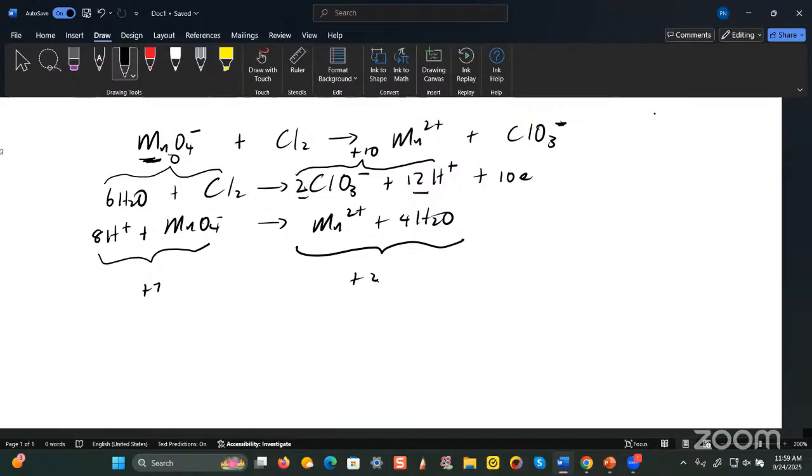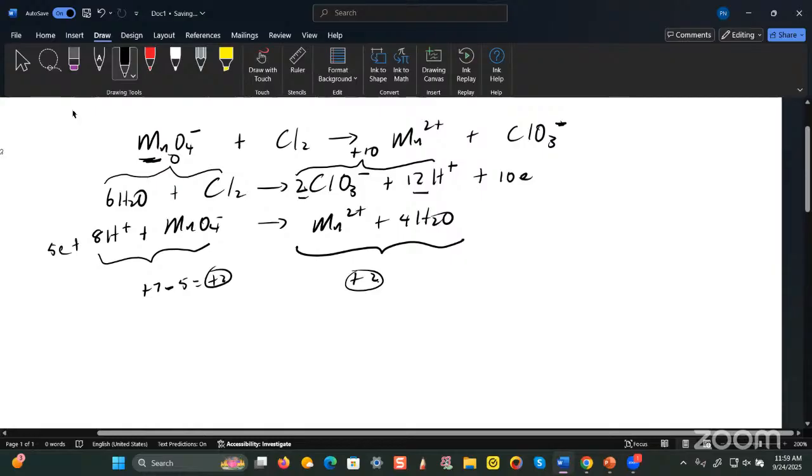Would you add 5 to the left side? To the left side? Yeah, very good. Add 5 electrons to the left side, because by adding 5, you're reducing that side's total charge by 5. That gives you +2, which balances with the +2 on the right side. Okay, very good. So far, so good.